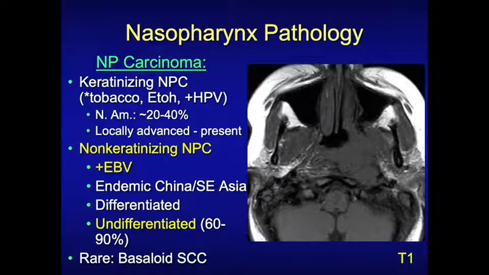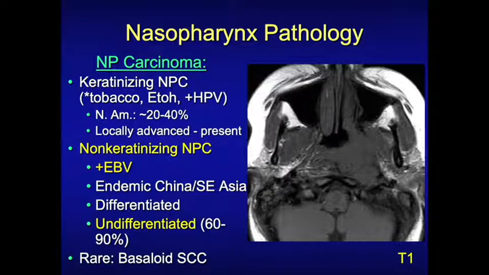Non-keratinizing nasopharyngeal carcinoma is the most common of all nasopharyngeal carcinomas. These are highly associated with EBV infection. These tumors are endemic in China and Southeast Asia, and they also come in two varieties, the differentiated and the undifferentiated. And the vast majority of non-keratinizing NPCs are undifferentiated tumors.